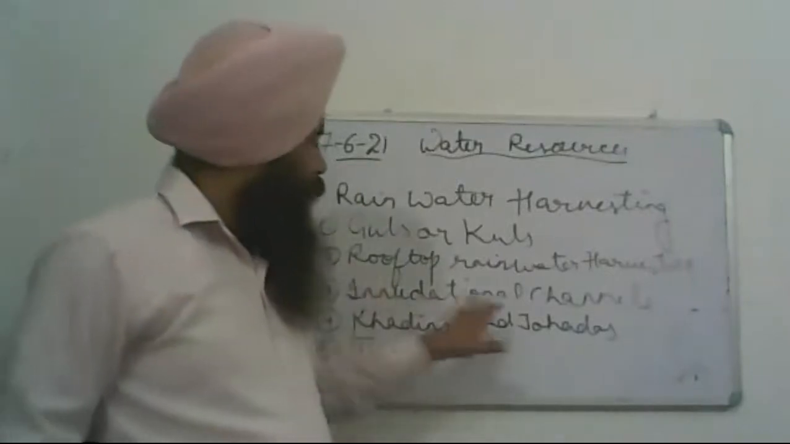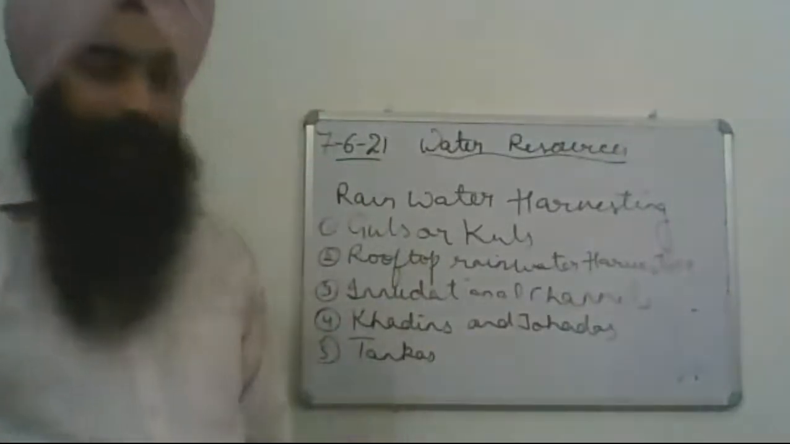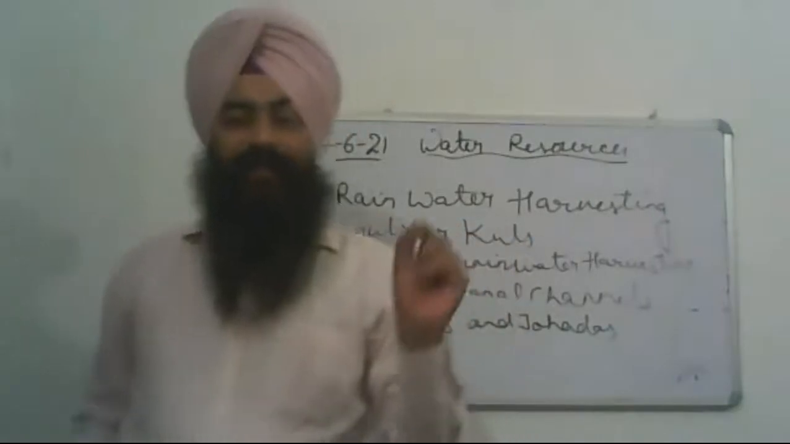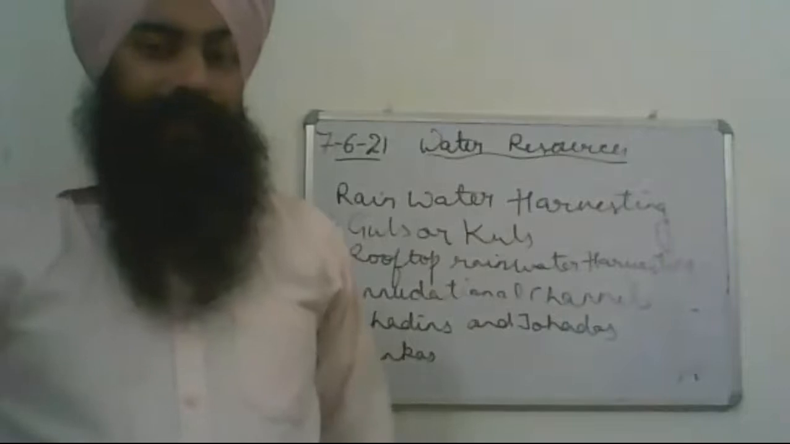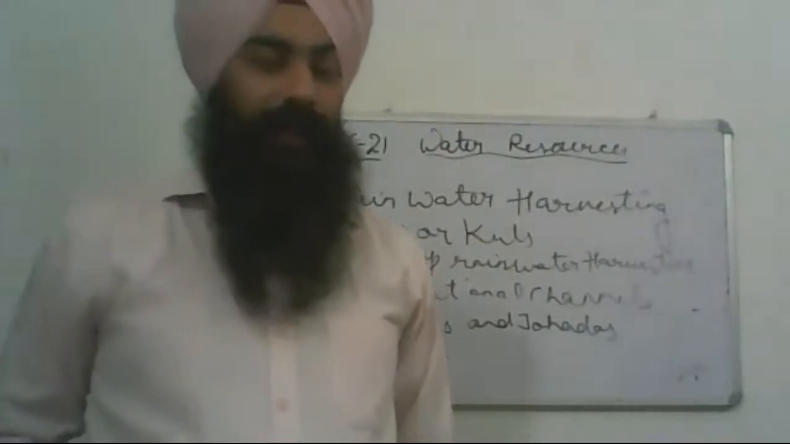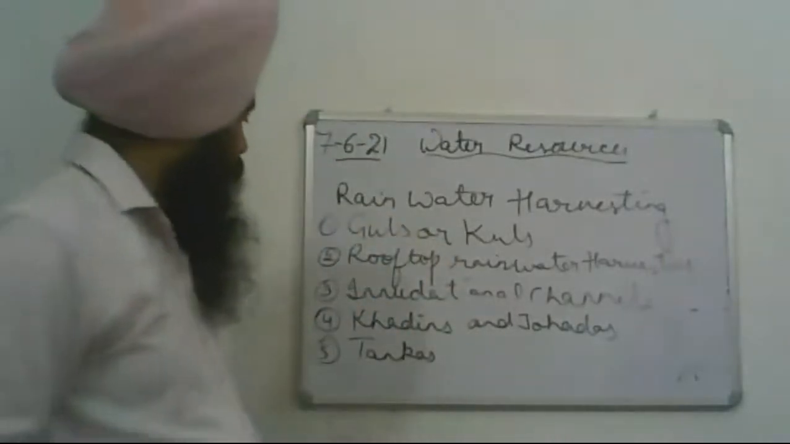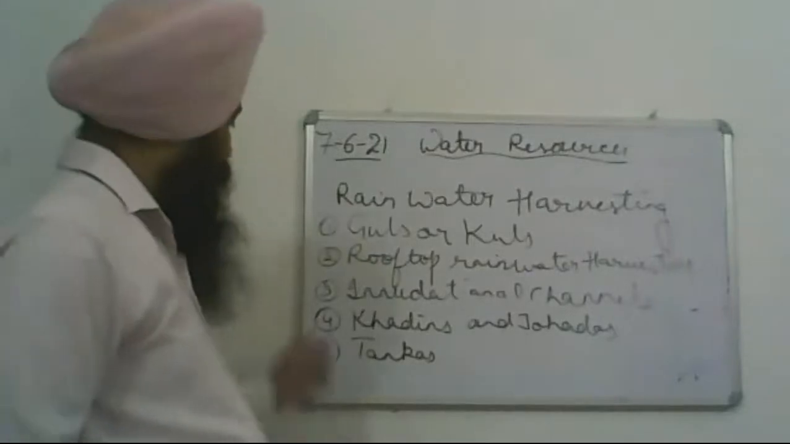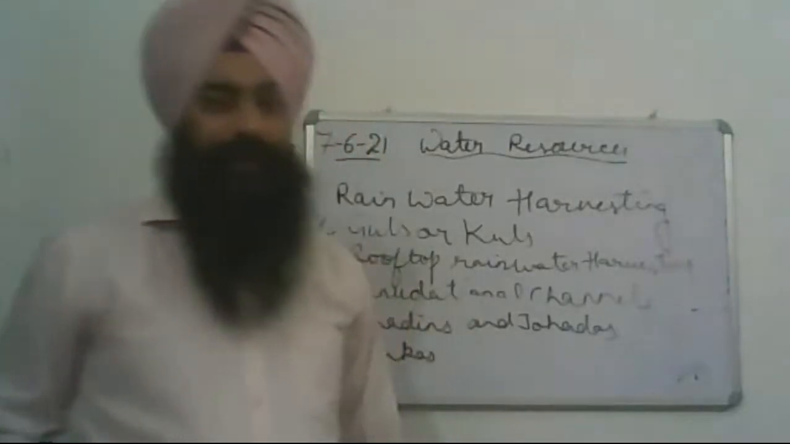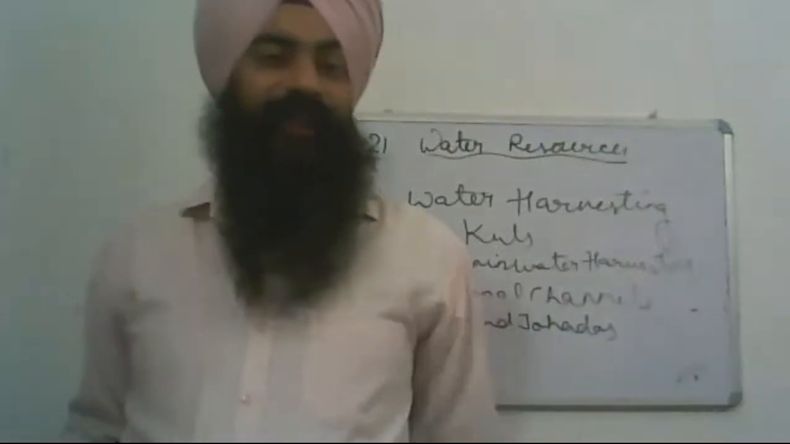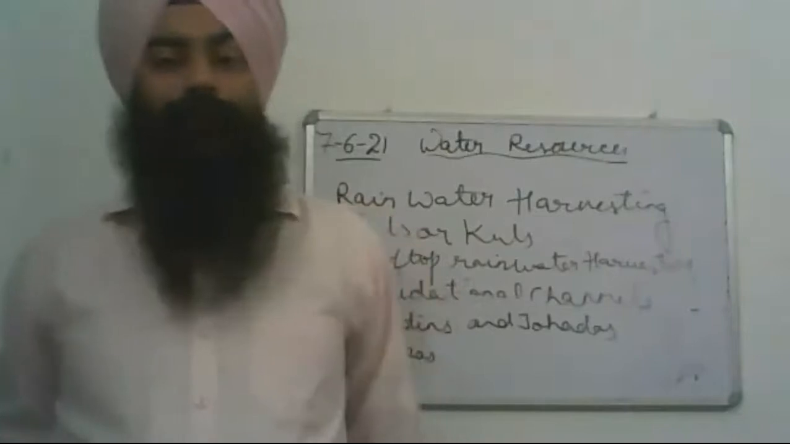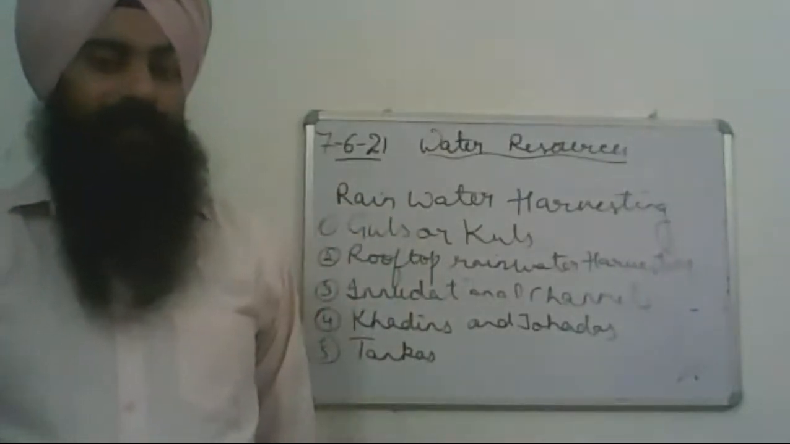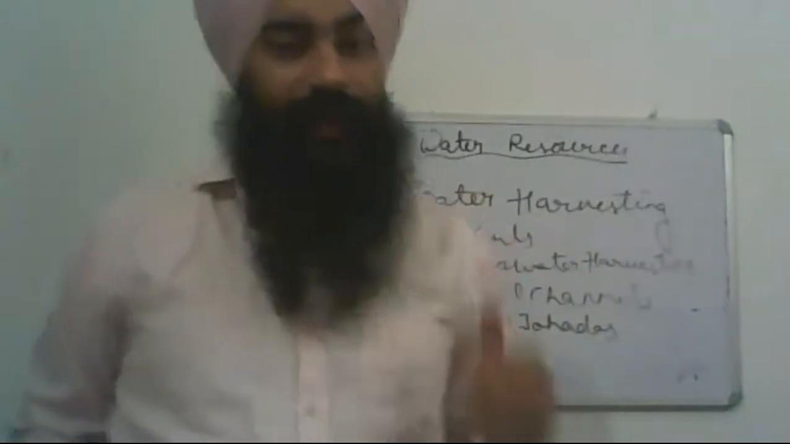Third one, inundation canals or channels. These are canals constructed along the agricultural fields of West Bengal, which are used for irrigation purposes. Fourth one is khadins and johars in large, extensive agricultural fields. These are transformed into collection of rainwater in parts of Rajasthan. That water helps to moisten the soil and recharge underground water.